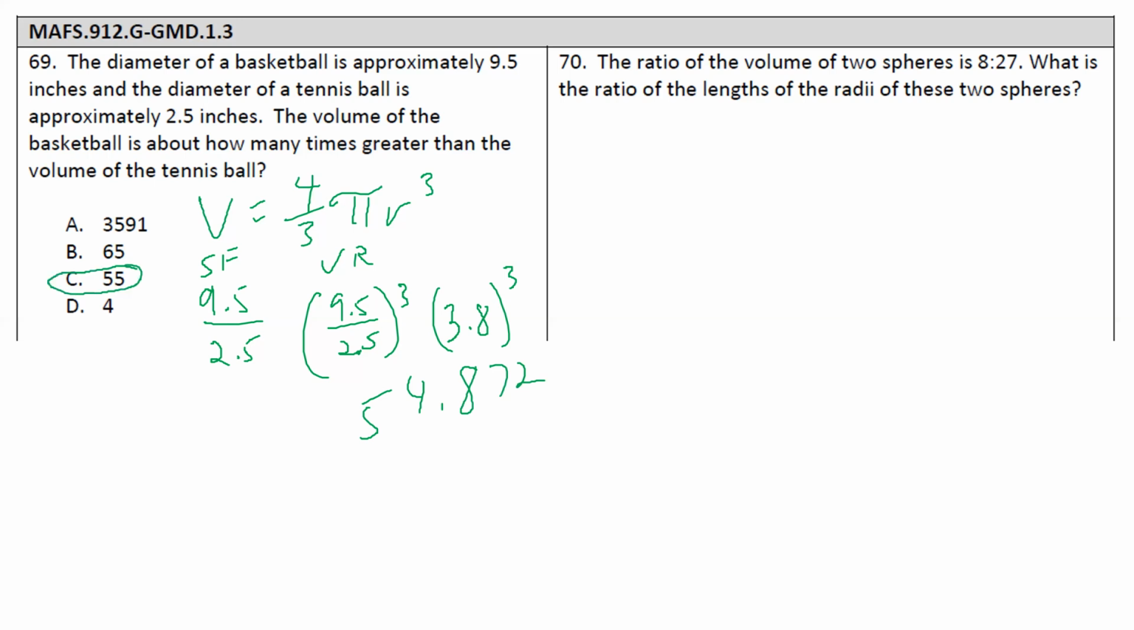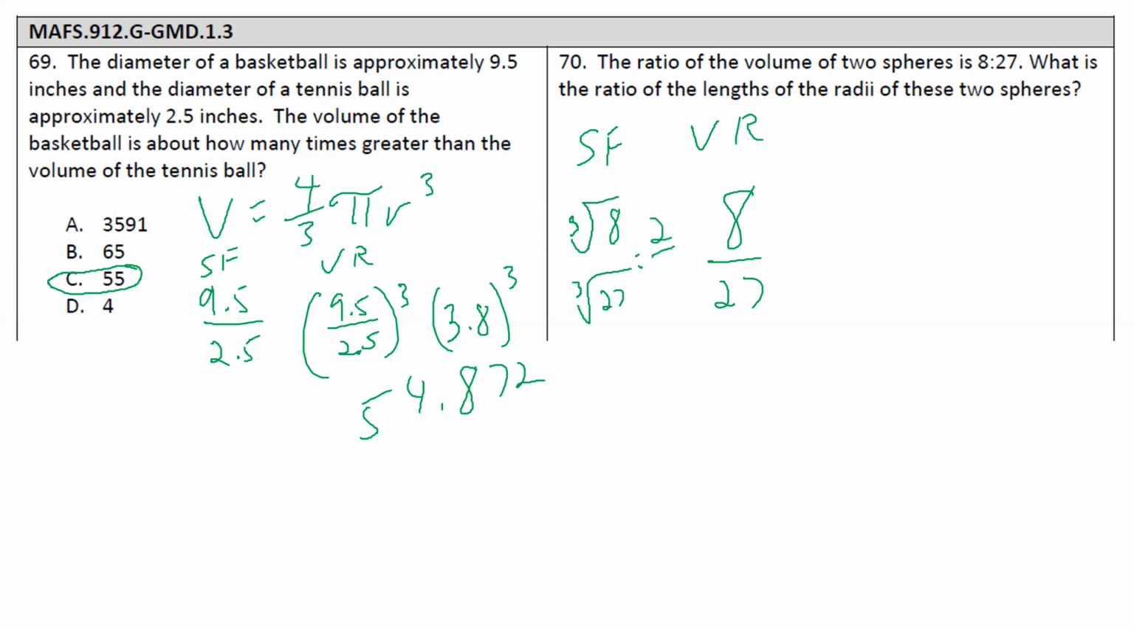On 70, the ratio of the volume of two spheres is 8, my bad, 8 to 27 is our volume ratio. What is the ratio of the lengths of the radii of the two spheres? So we're going backwards. We need our scale factor. What do we need to do to these in order to get our scale factor? These were originally cubed, right? So we have to uncube it. Just like the opposite of squaring something is square root, we have to take our cube root. So I would just do that on a calculator.